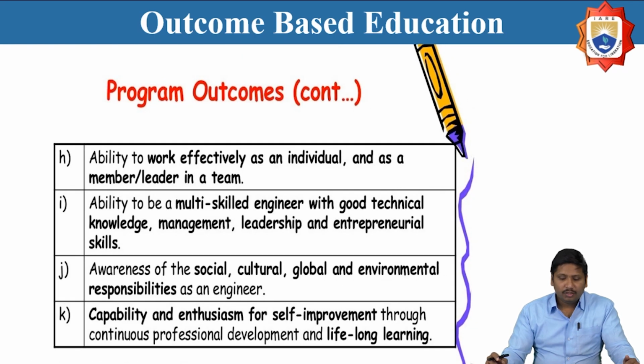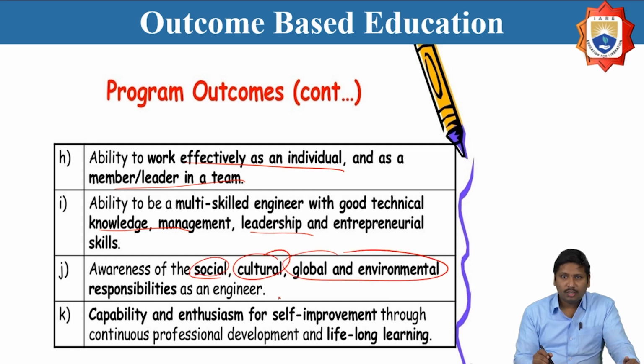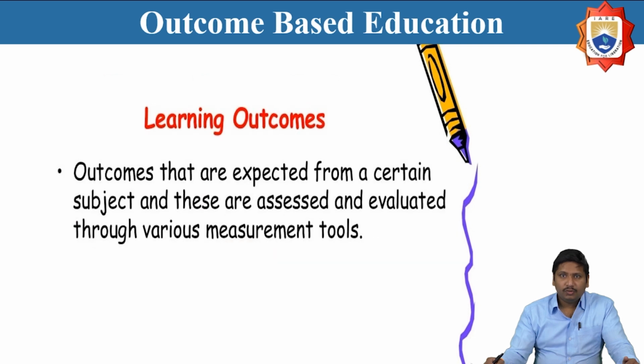Some others are: ability to work effectively as an individual or as a member or a leader in a team, ability to be a multi-skilled engineer with good technical knowledge, management, leadership, and entrepreneurial skills, awareness of social, cultural, and global environmental responsibilities, and the capability and enthusiasm for self-improvement through continuous professional and lifelong learning. Like this, we can define all the 12 POs.